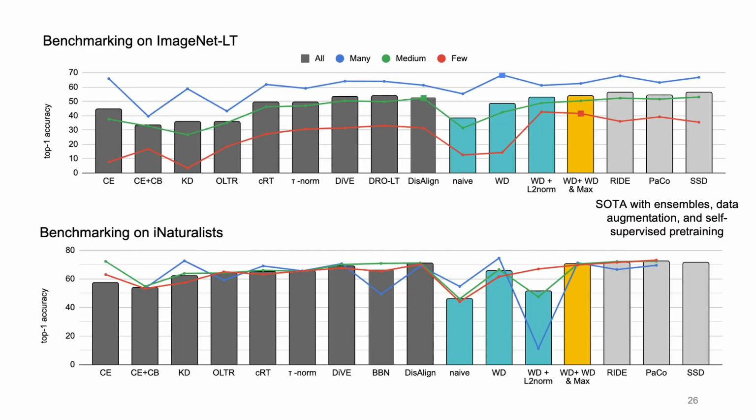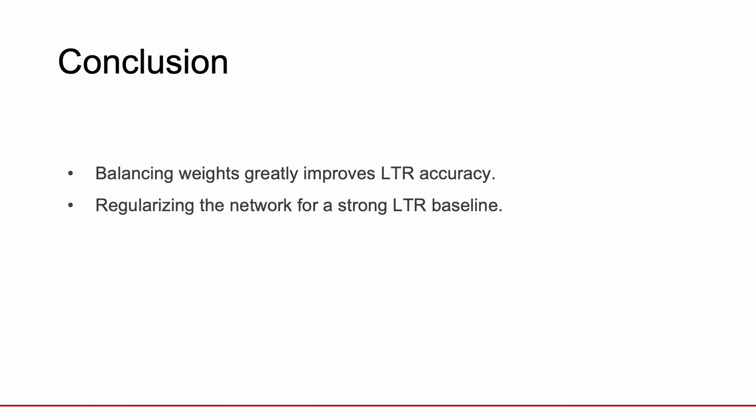Moreover, we achieved a high performance on the long-tailed ImageNet and iNaturalist. However, it's worth noting that the state-of-the-art methods used sophisticated data augmentation and self-supervised pre-training, which we haven't used any of in our simple method. In conclusion, balancing weights greatly improves LTR accuracy, and regularizing the network gives a strong LTR baseline.